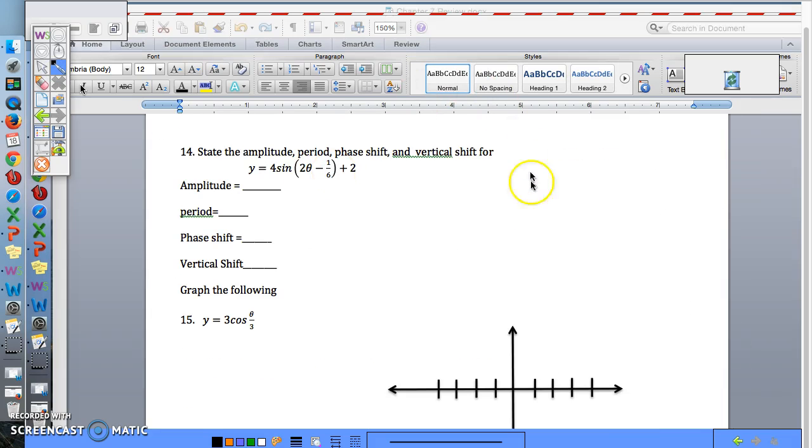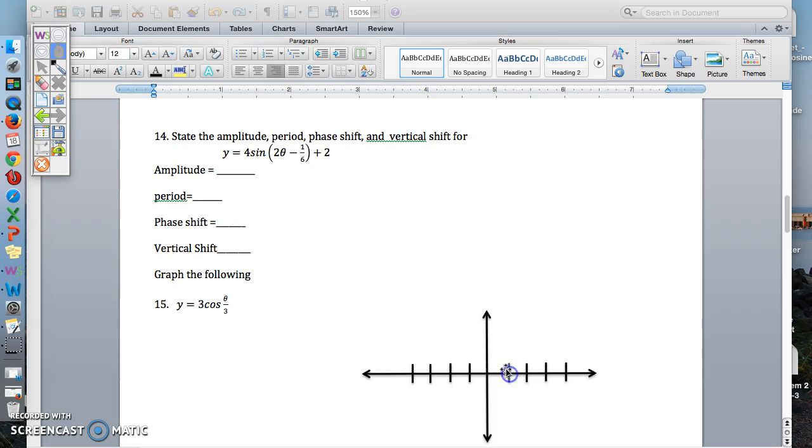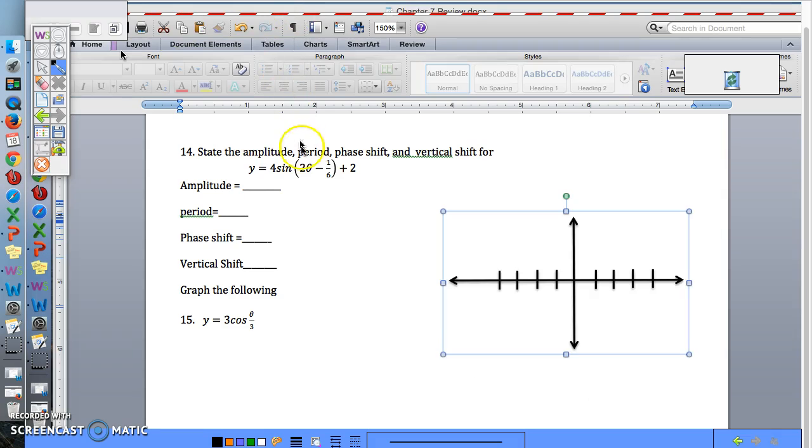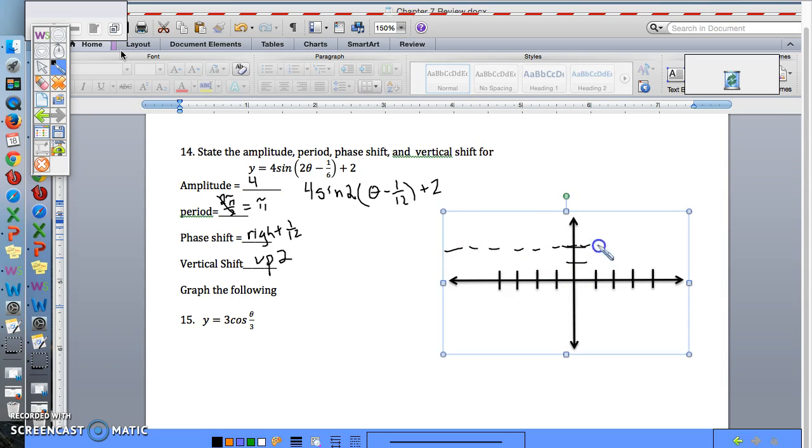All right, so if we take a look at this, I'm going to try and bring this up. So there we go. The first thing we have to do is factor out this 2. So for the sine of 2 times theta minus 1/12, plus 2, our amplitude would be 4. Our period would be 2 pi over 2, so our period is pi here. Our phase shift is minus 1/12, so to the right 1/12. Vertical shift up 2. So if we were to graph this, 2 is our new midline.